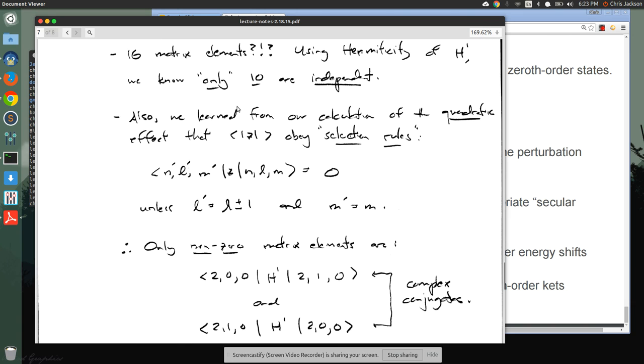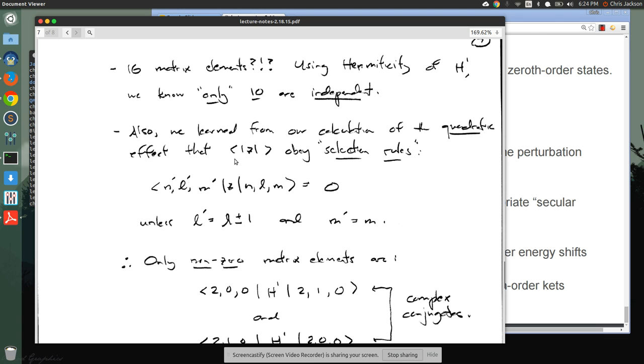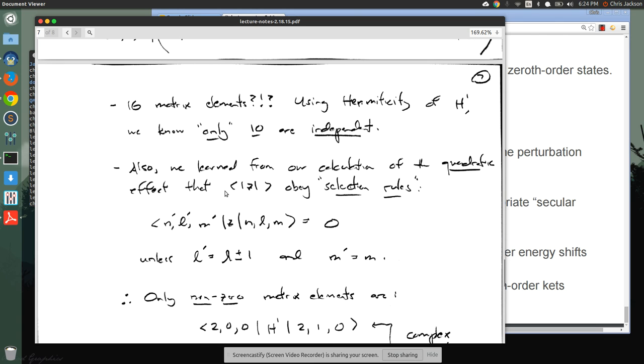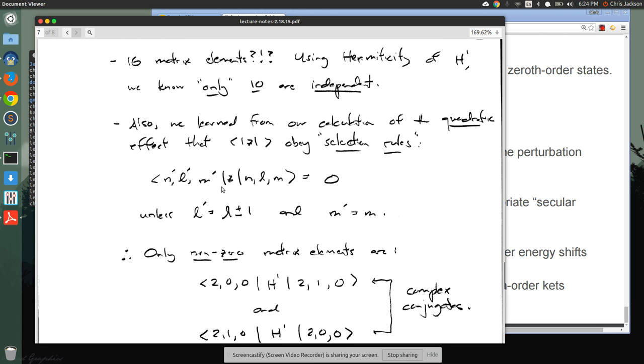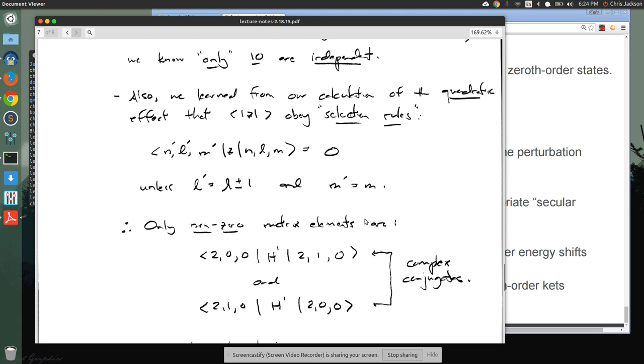Or if you want to talk about it in terms of, what was the name of that theorem? I just forgot it. The tensor theorem, the Wigner-Eckhart theorem, right? Then you know that the only non-zero matrix elements are going to be the ones where L prime differs from L by plus or minus 1, and M prime is equal to M, right?